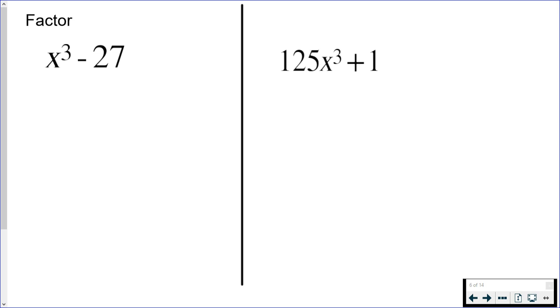I am going to demonstrate how to use the sum and difference of cubes formulas in this video. I will refer to them as the SOAP formulas, because there's an acronym that helps memorize the signs in both of these formulas. So I'm going to start with x cubed minus 27.